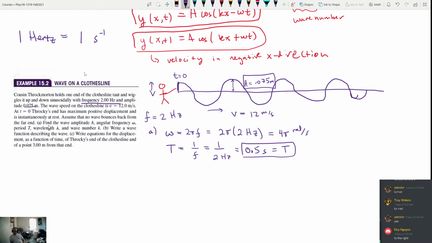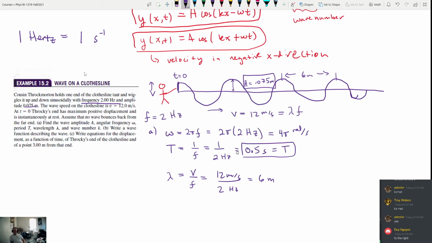Okay. The wavelength lambda. To get the wavelength lambda, we know velocity is equal to lambda times frequency, so that means that lambda is equal to velocity divided by frequency. So that's going to be 12 meters per second divided by our frequency of 2 hertz. So that's equal to 6 meters. So that means the distance between here and here is 6 meters. That's really long. 12 over 2 though, that's correct.